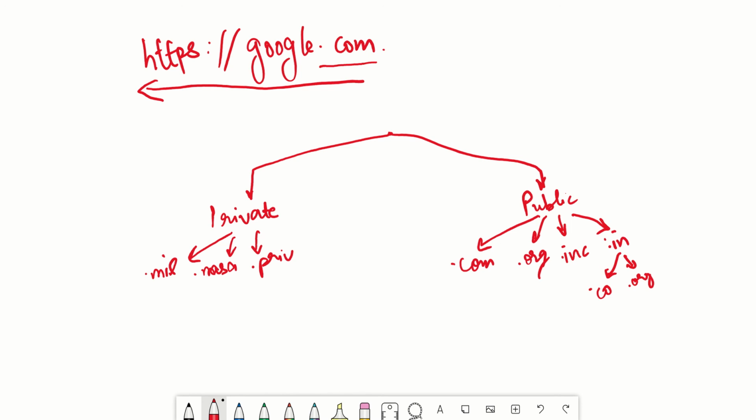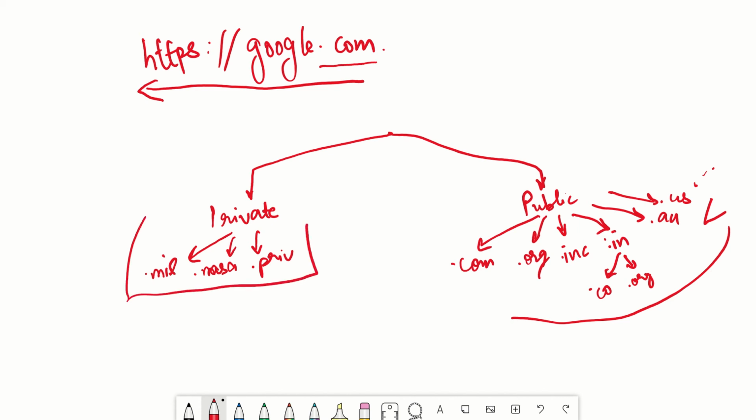IN is for India. Similarly, we have extensions for Australia, for the US, and there can be many more. That's how the domain naming convention, or extension, is defined in the public zone. In the private zone, there are domain names like .mil, which are restricted zones not available to the common public. They are browsed on a very secured network, obviously.